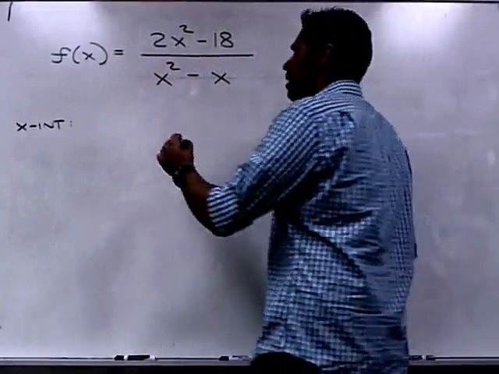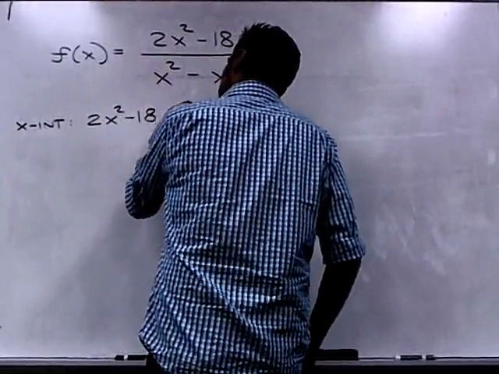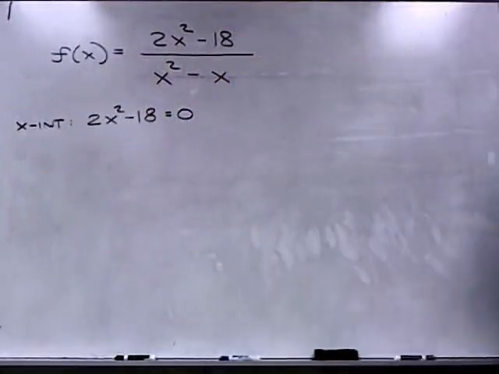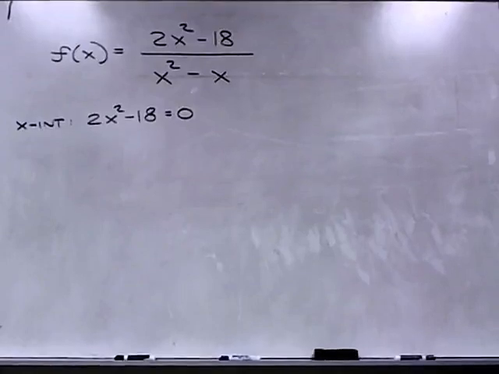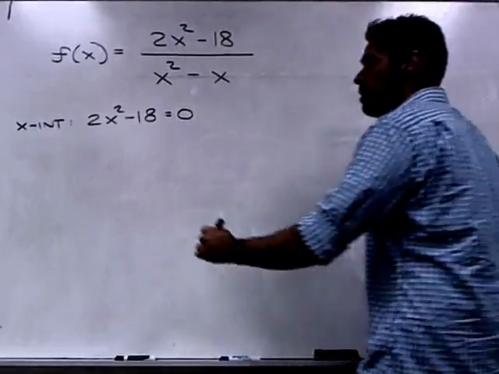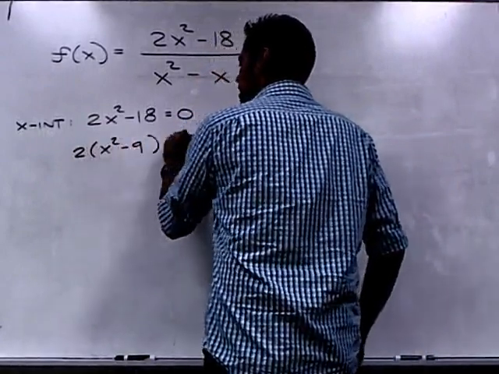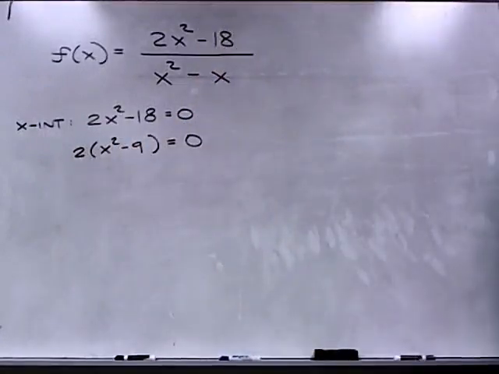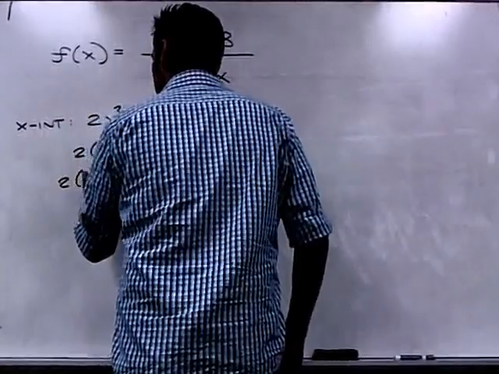Set the numerator to 0. So I take 2x squared minus 18, I set it to 0. How would you solve that equation? You could add 18 to both sides, then divide by 2, and then take a square root. Or couldn't you factor a 2 out of the left side and then see that as being a difference of squares? Either way, you're going to get the same 2 answers.